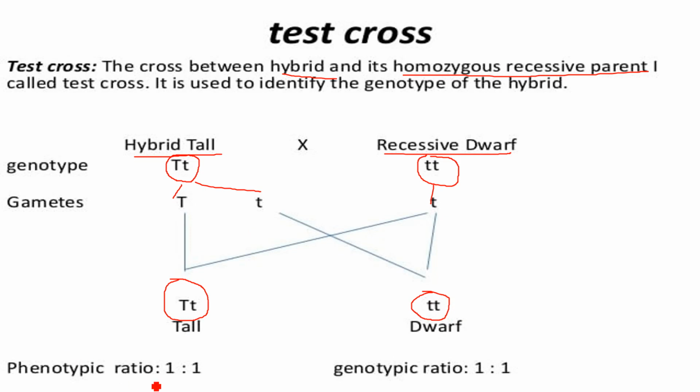So here the phenotypic ratio is 1 is to 1: 1 is the tall plant and 1 is the dwarf plant. Genotypic ratio is written as capital T small t is to small t small t. It came only one time each, so the ratio is also 1 is to 1. So remember, dear students, the test cross is used to find out the genotype. The cross of F1 hybrid with the homozygous recessive parent is termed the test cross.